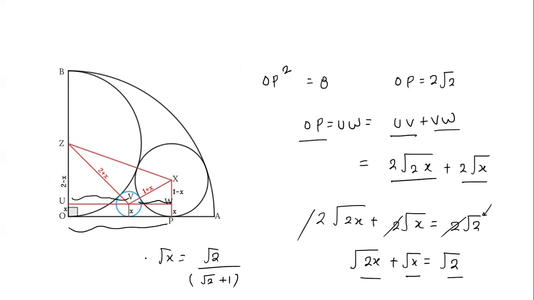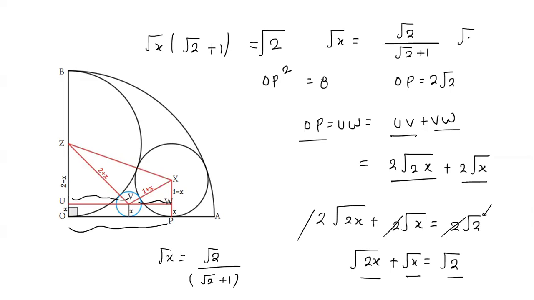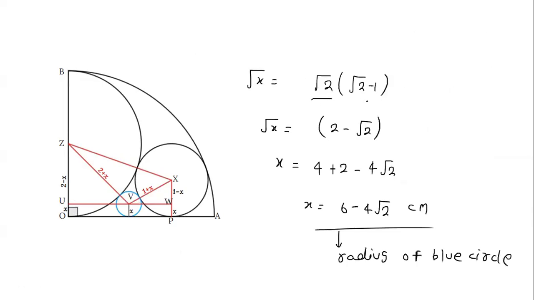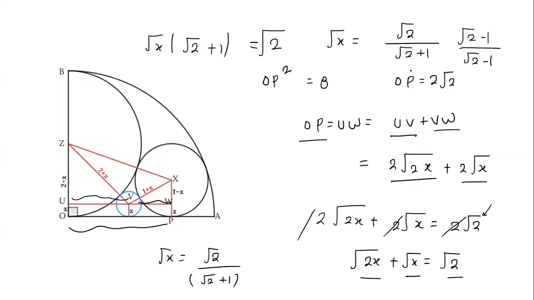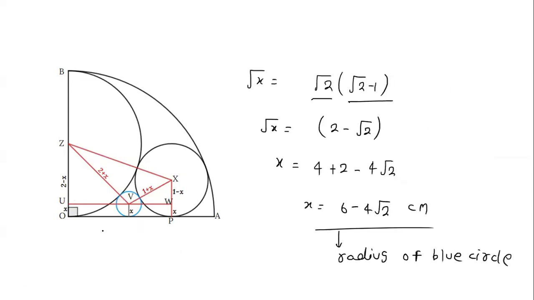And from here you can take root x common, and it will become like this, which is equal to root 2. So from here root x is equal to root 2 divided by root 2 plus 1. And you can multiply by root 2 minus 1 in numerator and denominator. So it will become root 2 times (root 2 minus 1), because the denominator will become 2 minus 1, which is 1. So this is the thing, and you can square, it will become 4 plus 2 minus 4 root 2, which is 6 minus 4 root 2 centimeter, which is the radius of the blue circle.